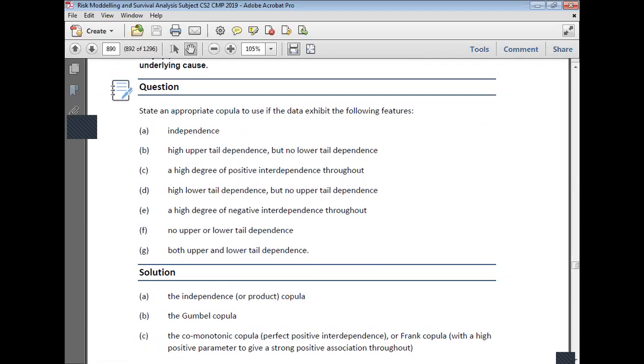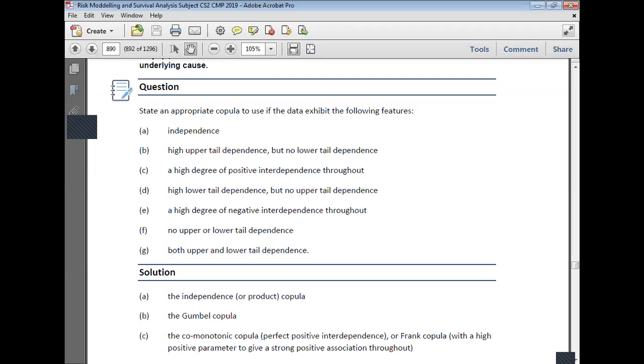Okay, so the next one we have a high lower tail dependence, but no upper tail dependence. What was this? Clayton. Clayton, exactly. And then we have a high degree of negative interdependence throughout. So yes, countermonotonic. I guess the answer would just be countermonotonic, right?